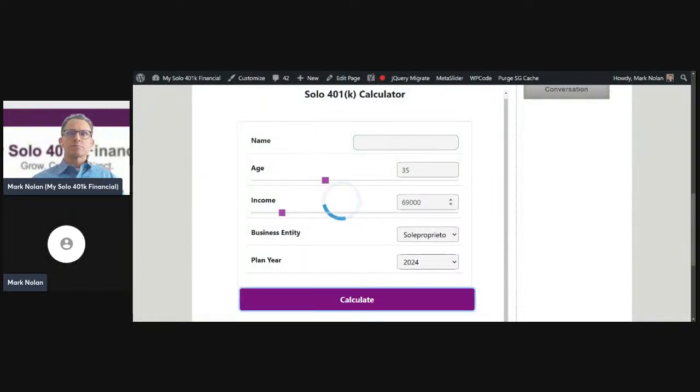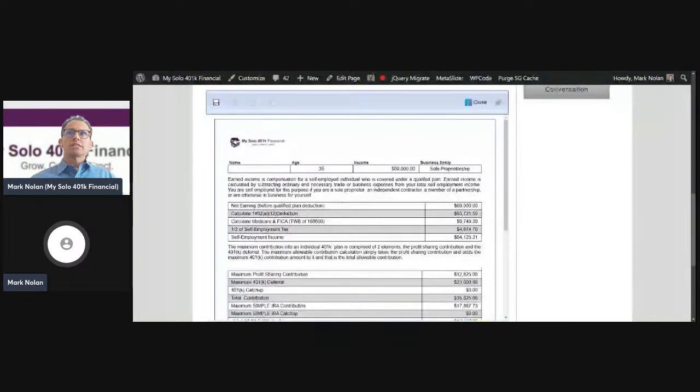So $69,000 is what we entered as line 31 of that Schedule C. You have to subtract 1/2 of self-employment income tax from the $69,000 figure. So after you subtract that $4,874, that leaves you with $64,125 and some change. That's the amount that you can make in voluntary after-tax solo 401k contributions for tax year 2024.